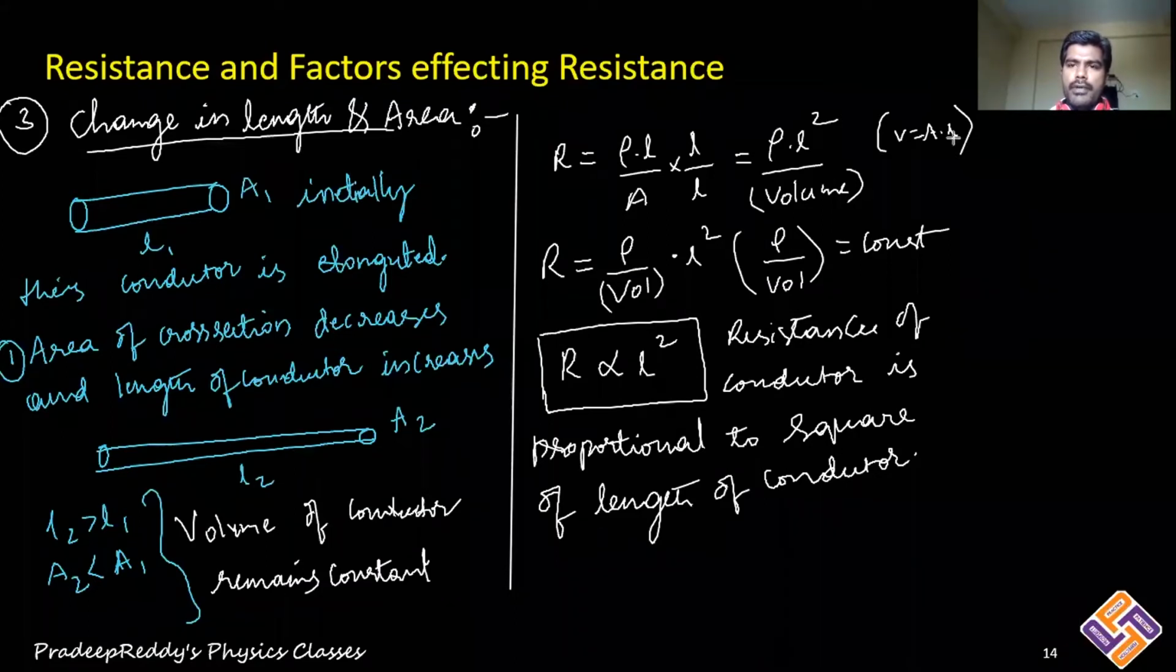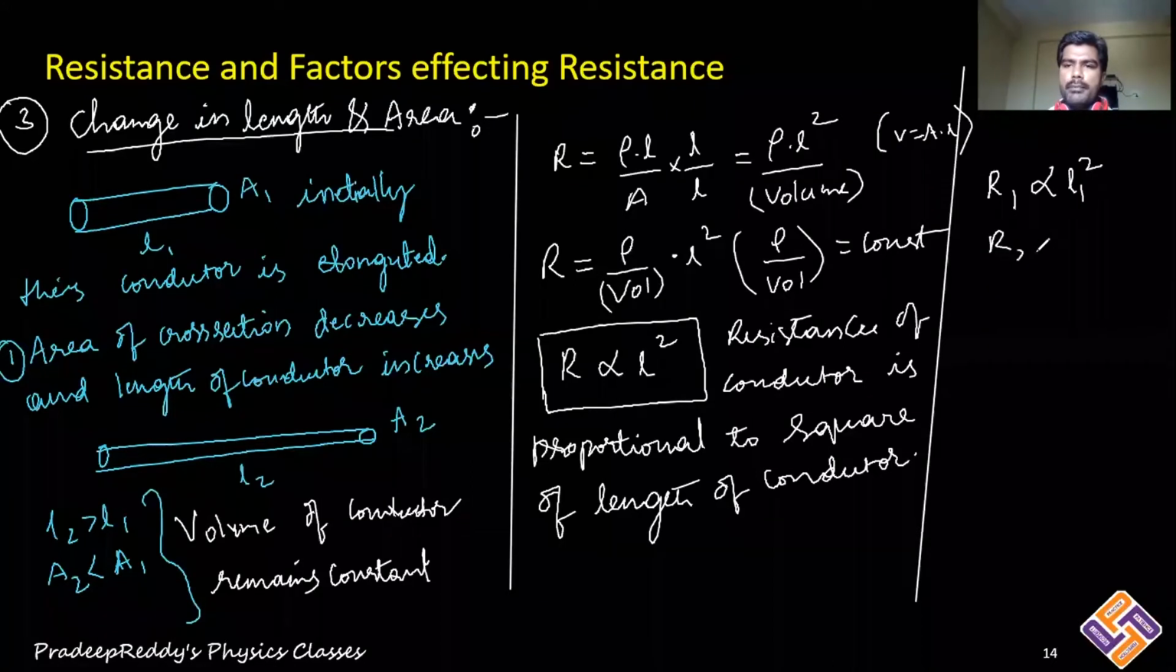So you are supposed to find out the second resistance. Now what will you do? As the volume of the conductor in both cases remains the same, I'll simply write that the resistance in the first case is directly proportional to the square of the length of the first conductor. Similarly, R2 is proportional to L2 square. Forget about the area in both cases, because area we have already included in the volume. Therefore, we are considering overall volume as constant. Therefore, R1 by R2 can be simply written as L1 square divided by L2 square.